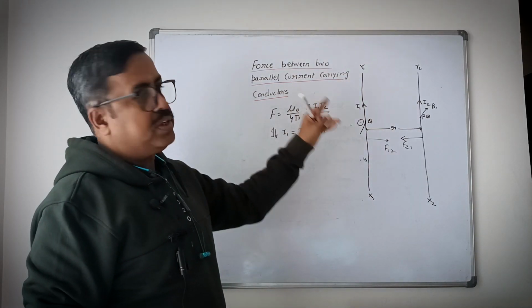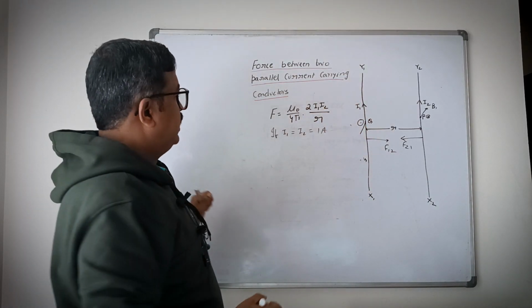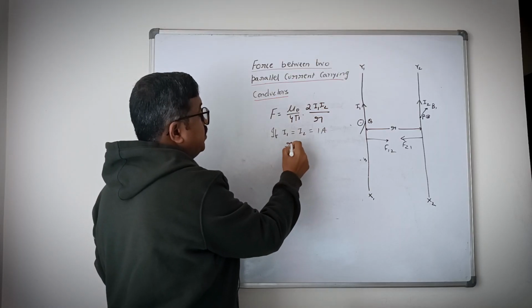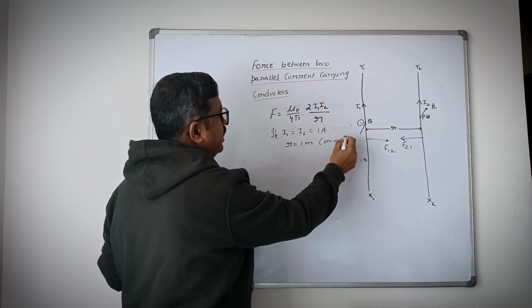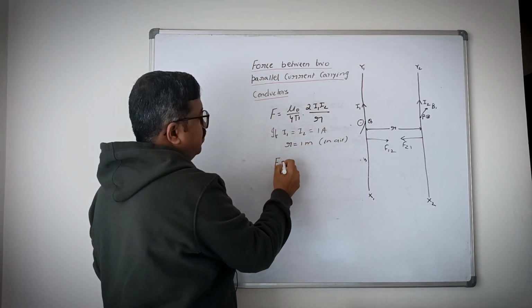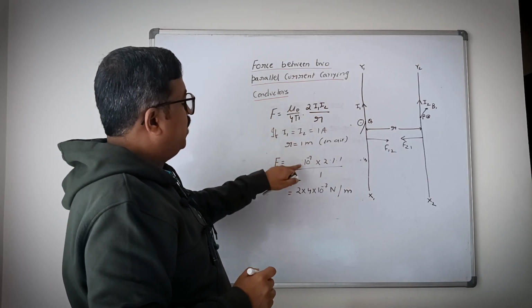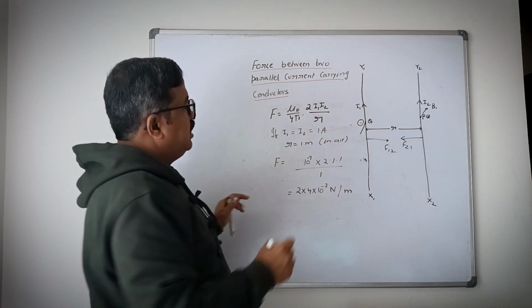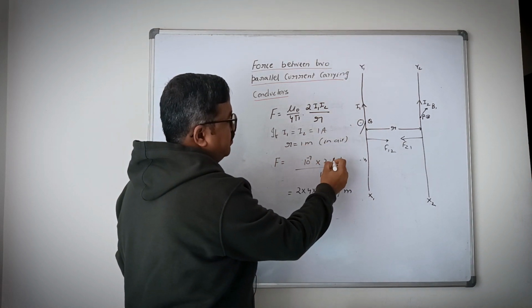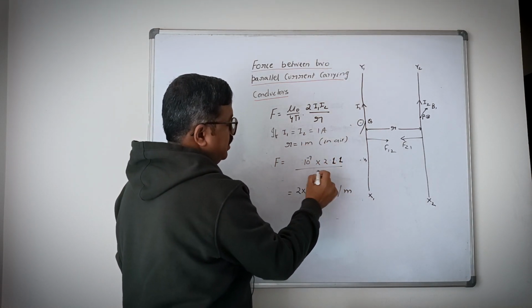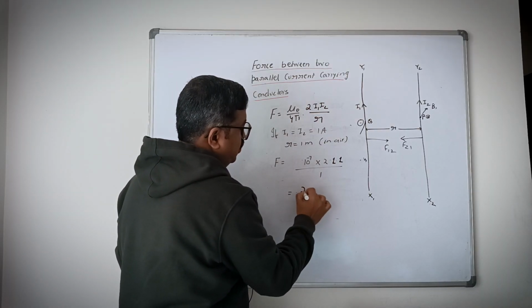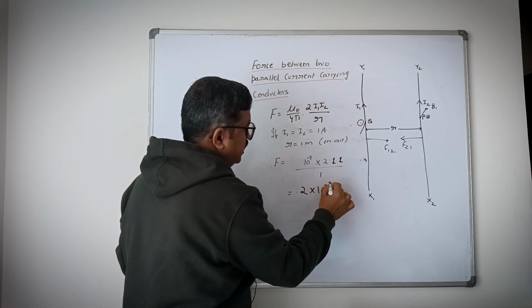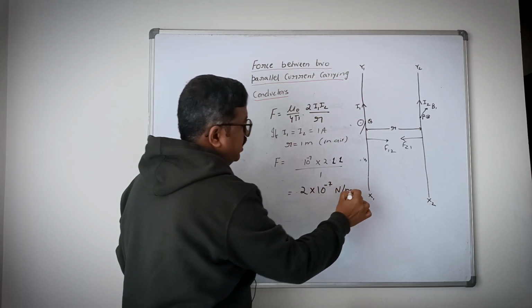That means 1 ampere is flowing through both the wires and the distance between them is 1 meter. Obviously, they are placed in air. Then what will I get? Value of force: mu naught by 4 pi, we get 10 raised to minus 7. Into 2, current 1 is 1 ampere, current 2 is 1 ampere, distance is 1. So our answer here is 2 into 10 raised to minus 7 Newton per meter.